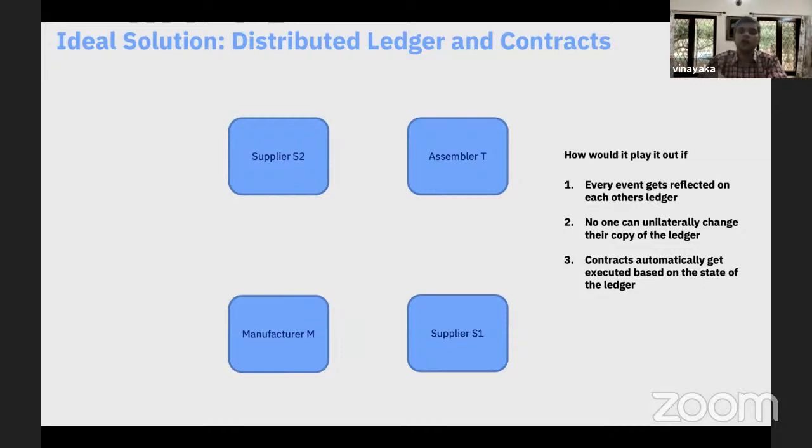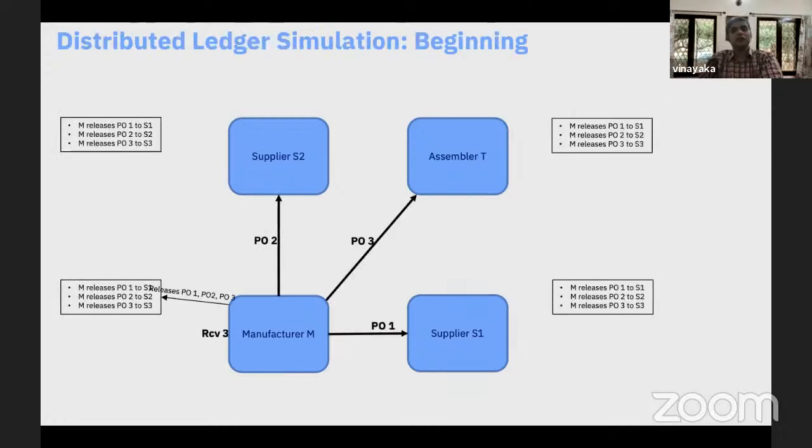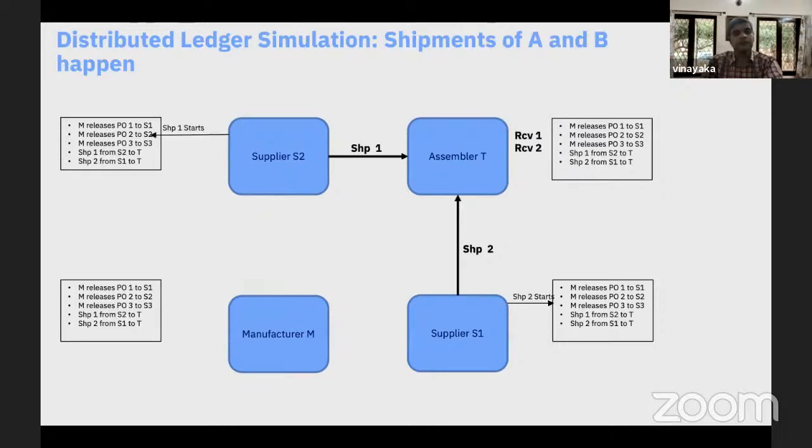And let's say we have contracts which automatically get executed when the ledger is in a particular state, meaning that when the manufacturer gets back the assembled parts, he has to pay the assembler. Whenever the manufacturer gets a message that a particular part was delivered to the assembler, he pays the supplier and so on, right? If that's the case, then when the manufacturer initially sends the thing, everybody's ledger looks like this, right? Everybody says that, okay, M released these POs to each one of these 3 parties.